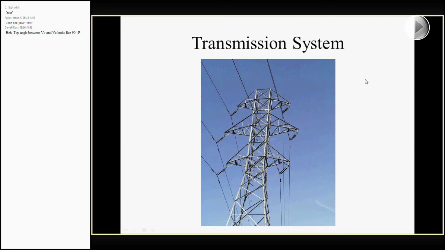So just a picture of a transmission tower. Fairly simple tower here. This one has two parallel sets of lines on it. You always have all three of them. And this particular tower, nothing special about it. You don't see the grounding wires on the top or anything like that.